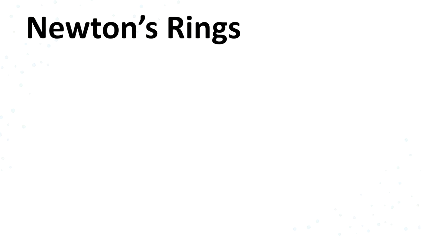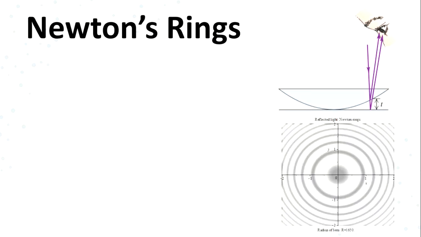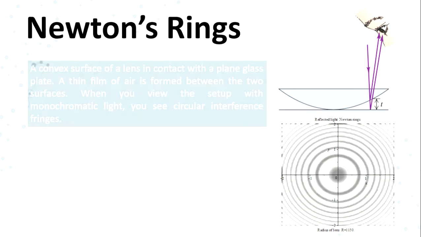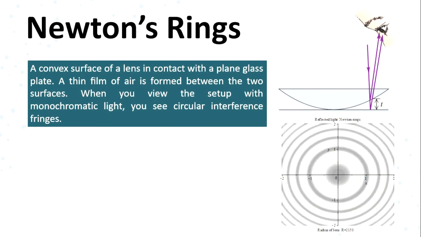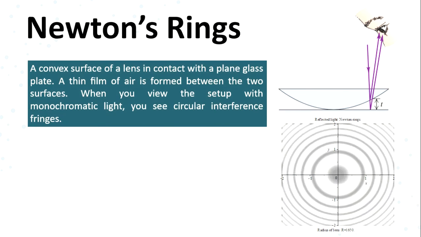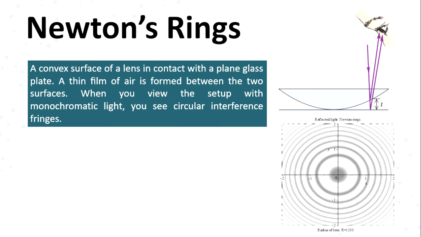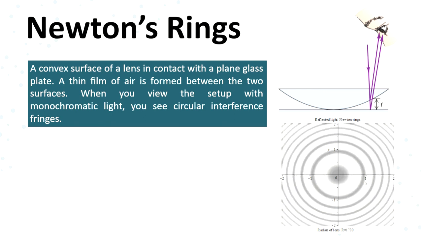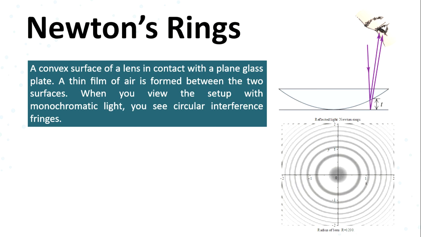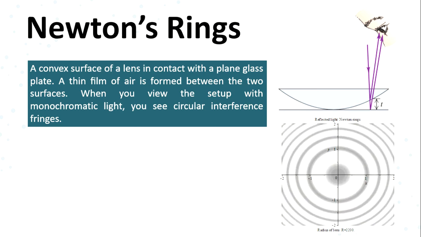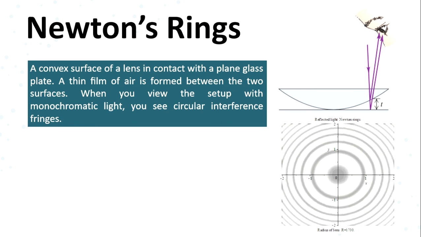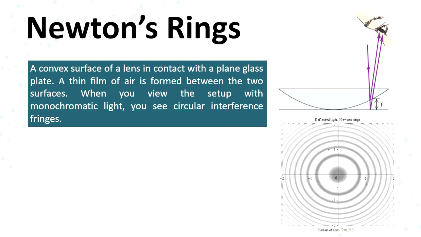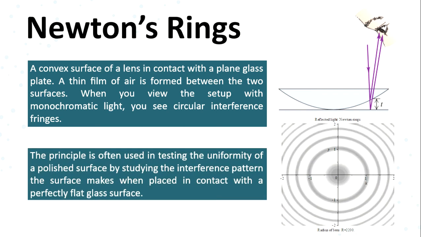So let's go now to Newton's rings. What are Newton's rings? A convex surface of a lens in contact with a plain glass plate. A thin film of air is formed between the two surfaces. When you view the setup with monochromatic light, you see circular interference fringes.